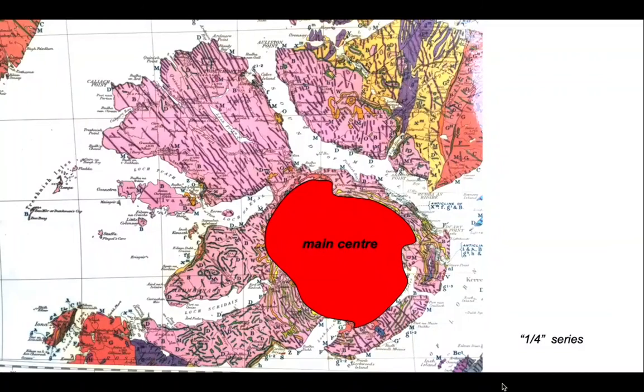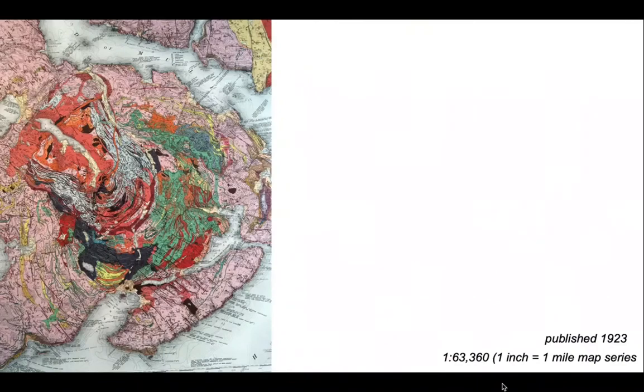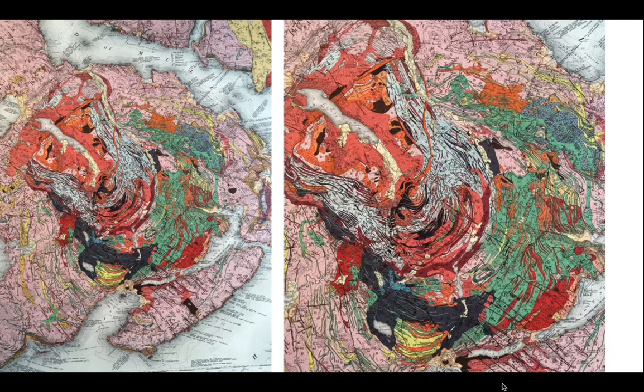Let's turn our attention now to the main igneous centre. And here's part of the 1-inch map series published in 1923. It's a very famous map, and the mapping was largely completed by E.B. Bailey. Let's zoom in. Fantastic detail.